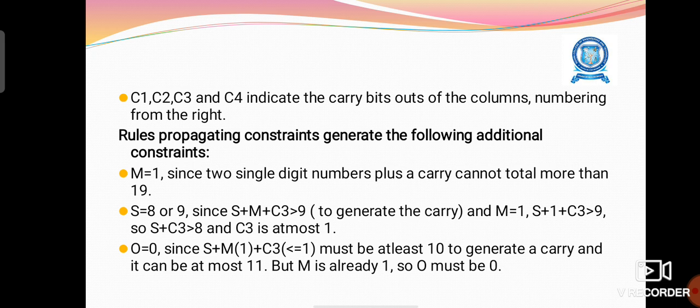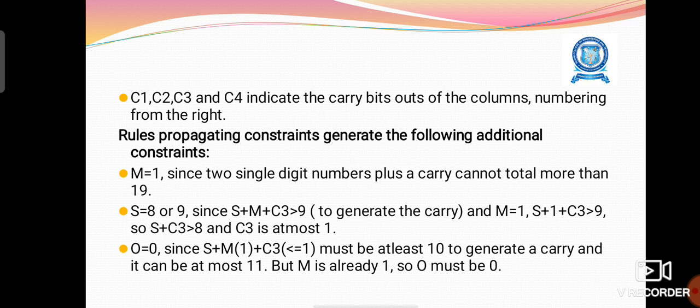Initially, from the left side onwards, we will try to assume values for the letters. M equals 1, since two single digit numbers plus a carry cannot be more than 19. S can be assigned 8 or 9, since S plus M plus C3 should be greater than 9. With M equal to 1, S plus 1 plus C3 should be greater than 9. So S plus C3 should be greater than 8, and C3 is at most 1.